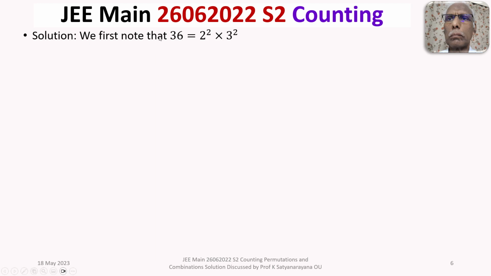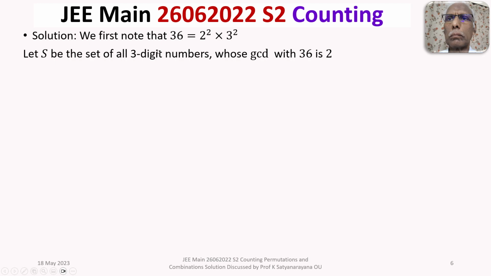We first note down the prime factorization of 36. 36 is equal to 2 square into 3 square. Let S be the set of all three-digit numbers whose GCD with 36 is 2. Then S is equal to the set of all n such that the GCD of n with 36 is 2 and n is a three-digit number. So that is precisely S; you have to find the number of elements in S.